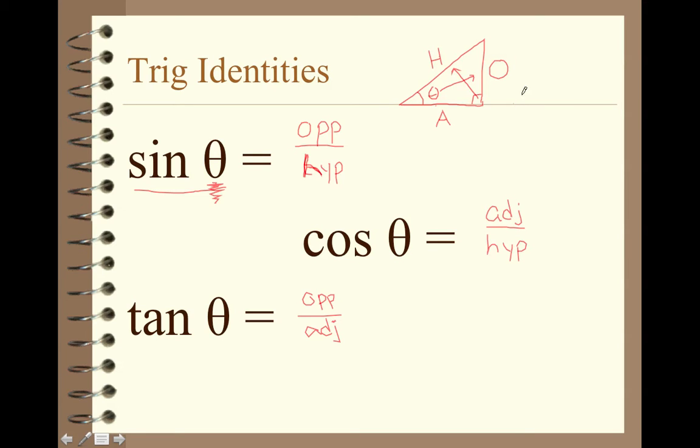Now naturally, if I had the same triangle, not exactly the same because I can see it's a little stunted, but this time I made this angle theta, then this is my opposite side, this is my adjacent side, and my hypotenuse hasn't changed. You'll notice the hypotenuse doesn't change, but where I place the angle is going to be really crucial.